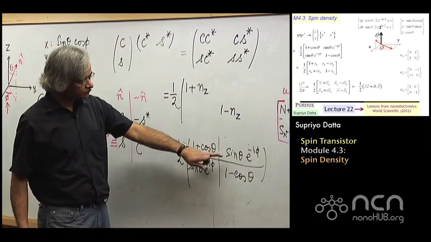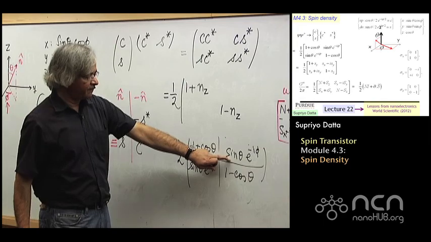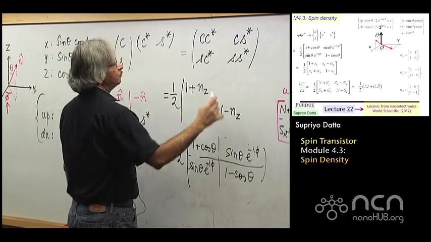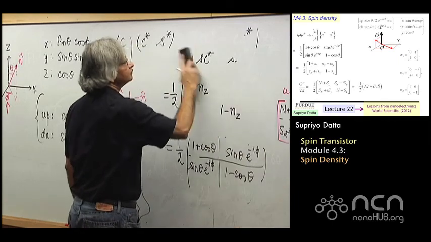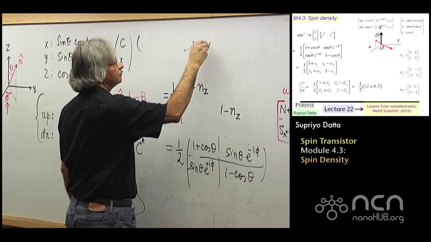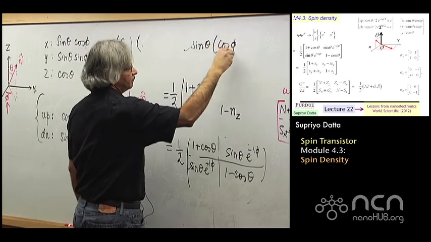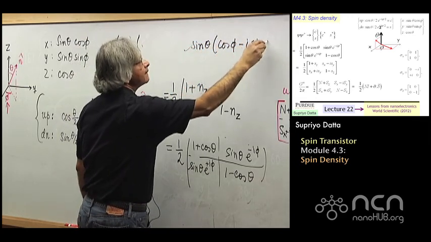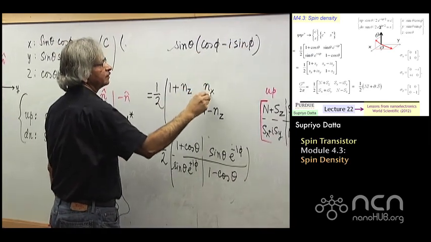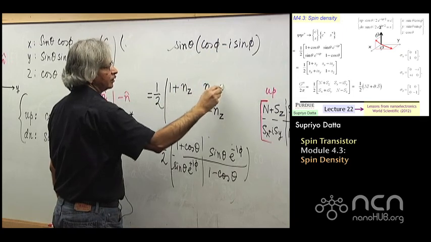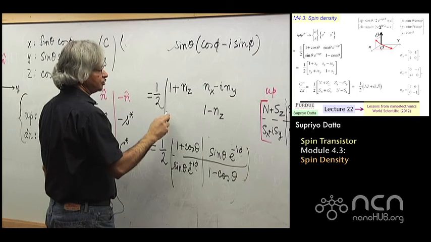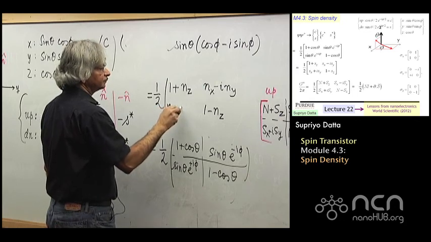And this is sine theta e to the power minus i phi, which you see is like sine theta times cosine phi minus i sine phi. And sine theta cosine phi, that's the x component. Sine theta sine phi, that's the y component. And when you look here, it's the complex conjugate of that. So you get this.